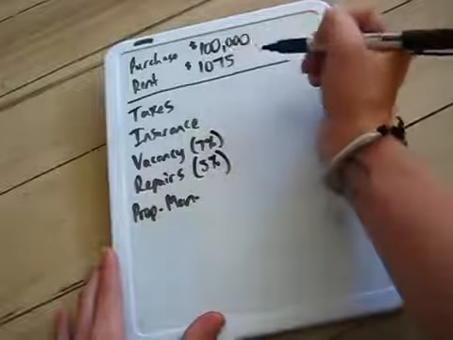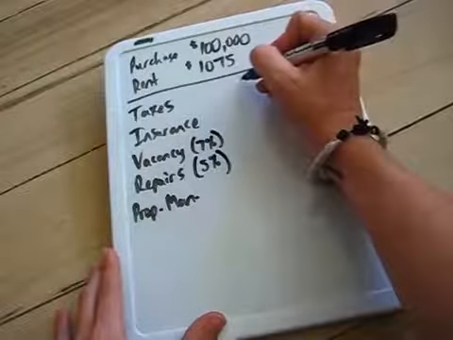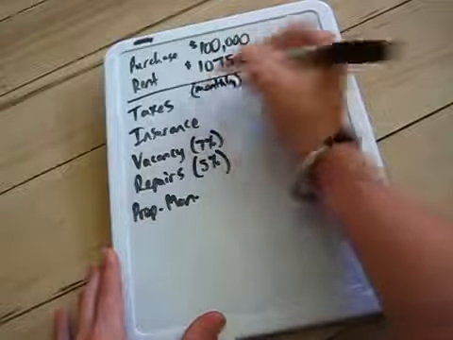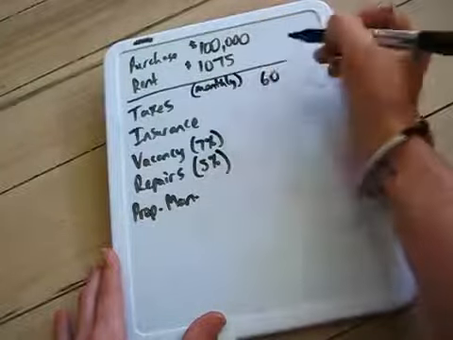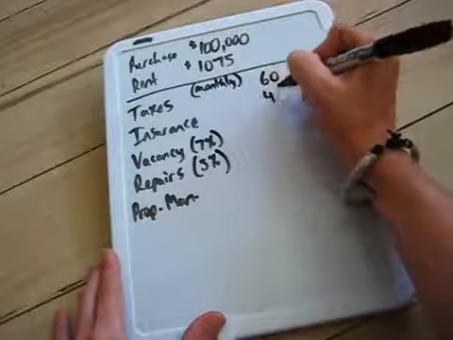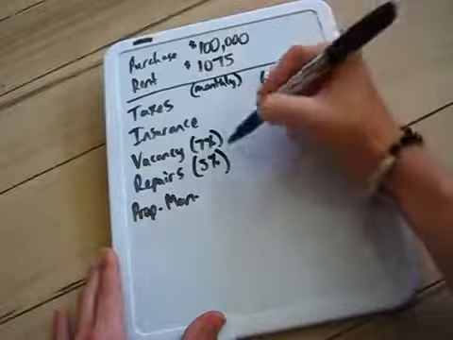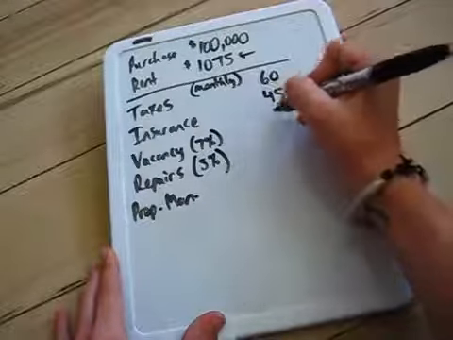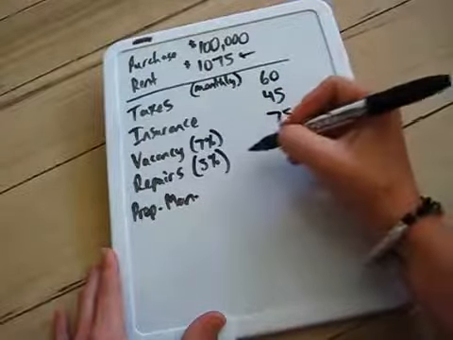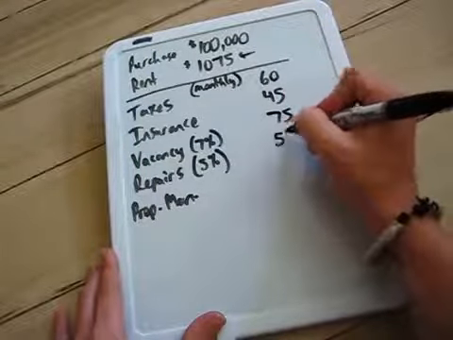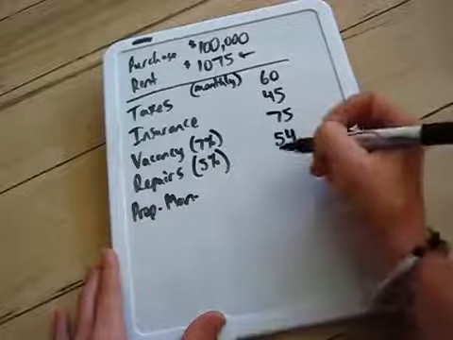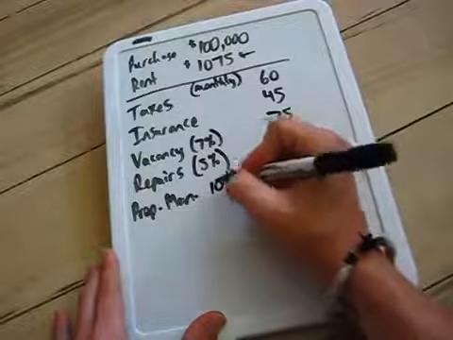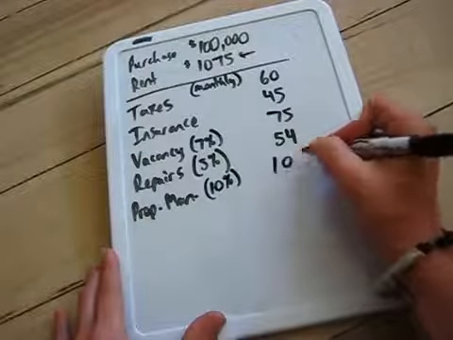So if you calculate this particular house, the taxes per month, and this is all monthly, the taxes are about $60 a month, which is excellent. Insurance on this property is about $45. Vacancy is 7%, and those percentages are of the monthly rent, so 7% of that is going to be $75. Repairs are going to be 5%, which is $54. And the property management in this case is 10%. Should have put that there. And that would equal about $108.